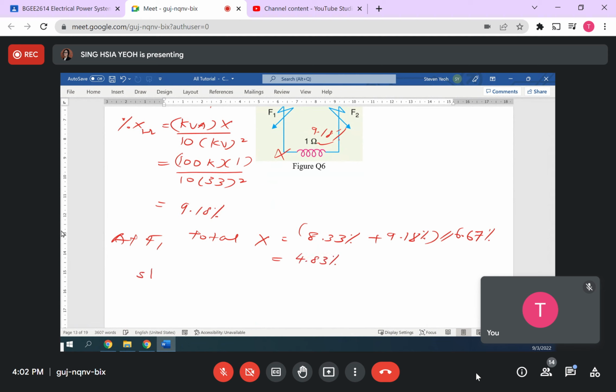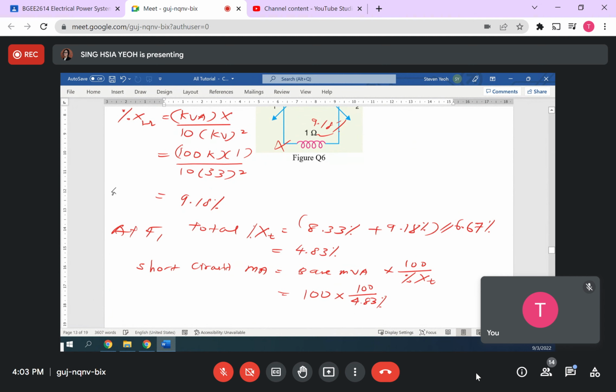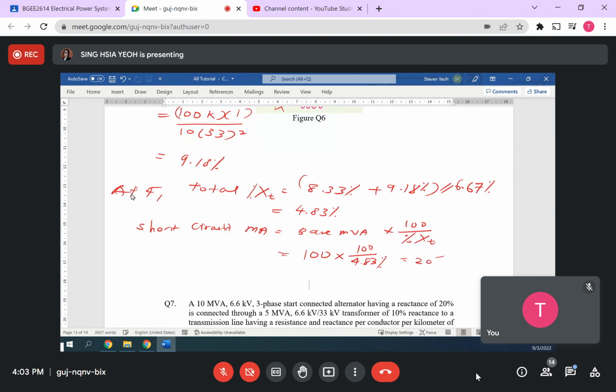Okay. Once you have the percentage total x, then you can find the short circuit MVA. Short circuit MVA equals base MVA times 100 over percent x total. So base MVA is 100 multiplied with 100 and divided by 4.83%. Then you get the answer, which is 2070. This is your answer. Okay.